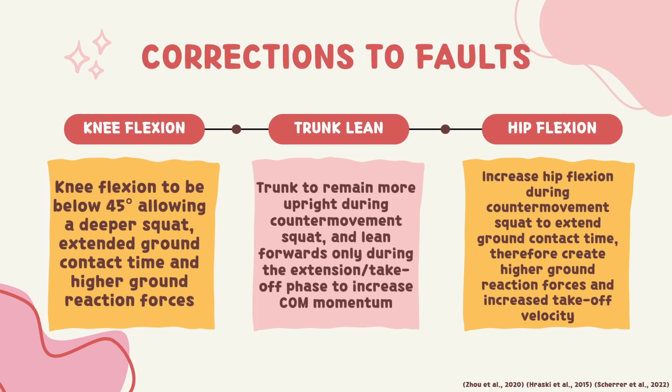To address these faults, the athlete should aim for slightly deeper knee and hip flexion, below 45 degrees, to lengthen that ground contact time, maximizing the impulse. During the counter movement squat, the trunk should remain a little bit more upright, only leaning forward during that extension just to improve that forwards momentum. And increasing hip flexion will also enable a greater stretch shortening cycle utilization and improve the takeoff velocity overall.